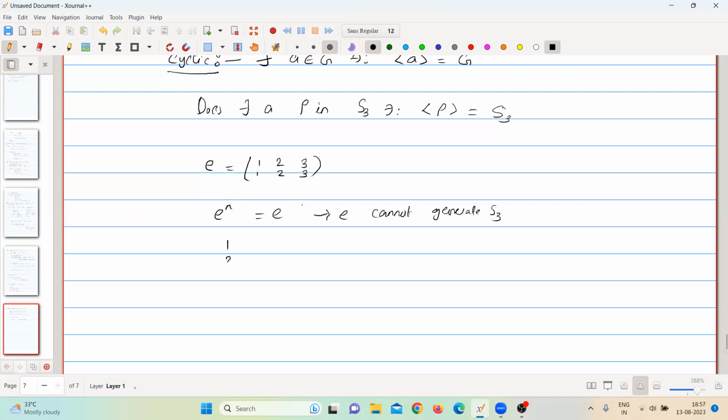Now, the next element is (1 2)(2 1)(3 3), rho. Whether this element can generate S3?